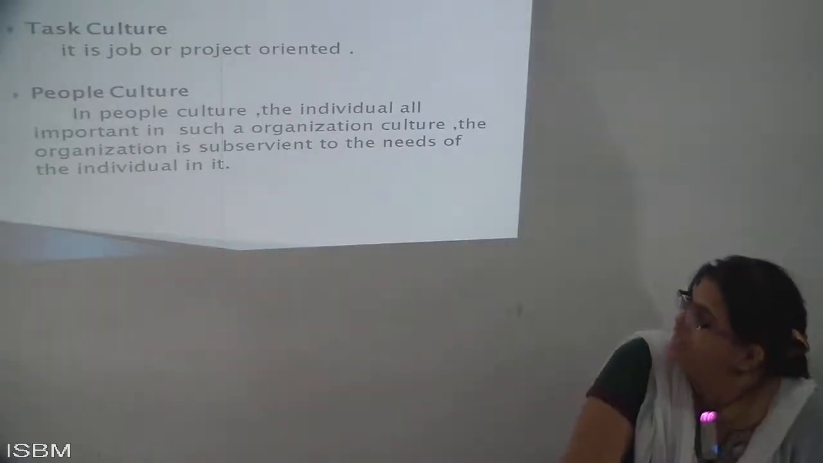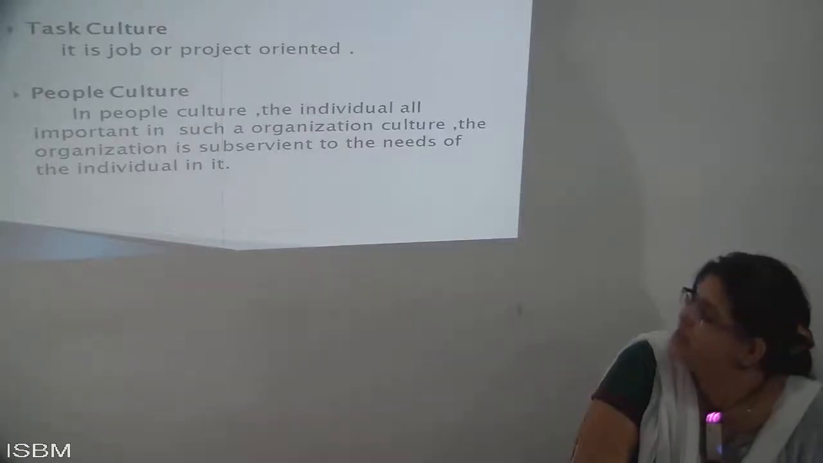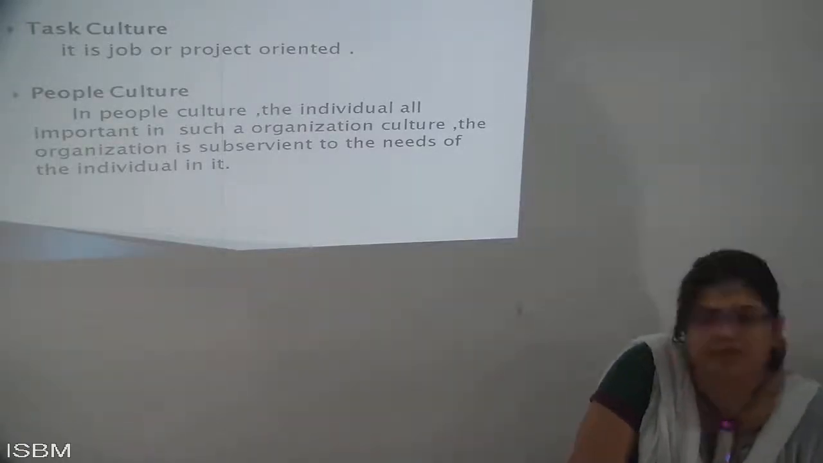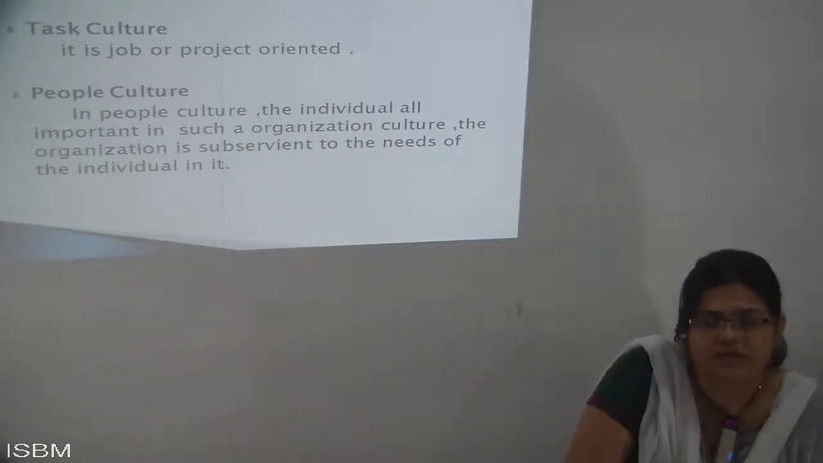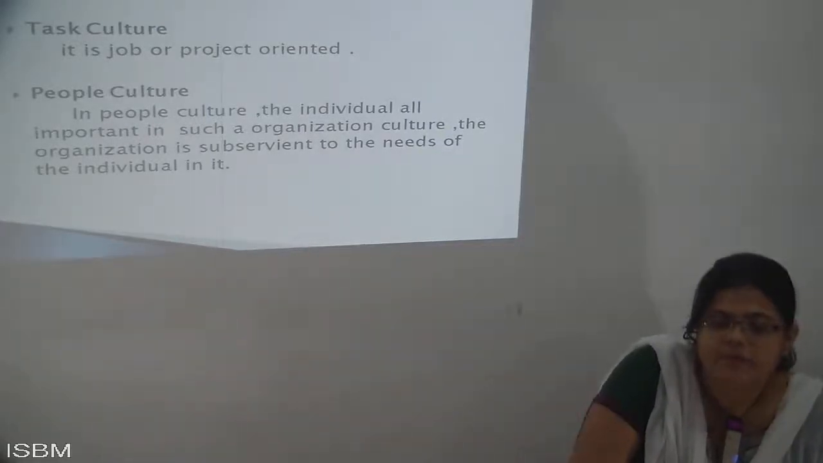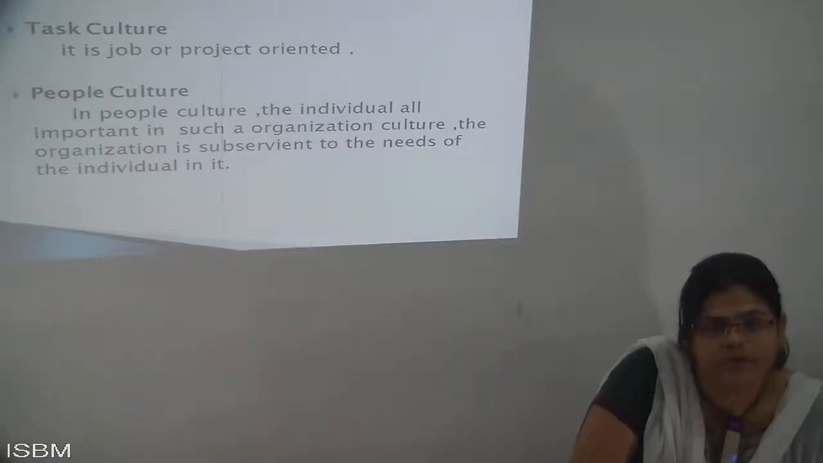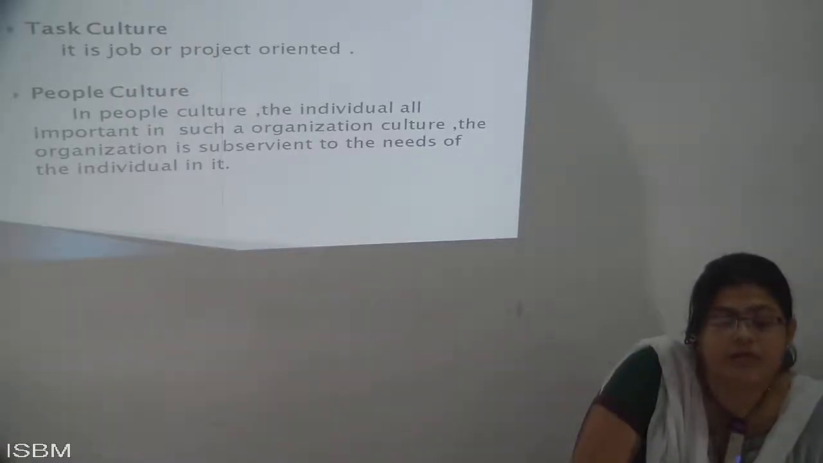Now, next is the task culture. Task culture is job or project oriented. Different organizations have different jobs, and with the help of different jobs, they have different projects. This is basically what is called task culture.